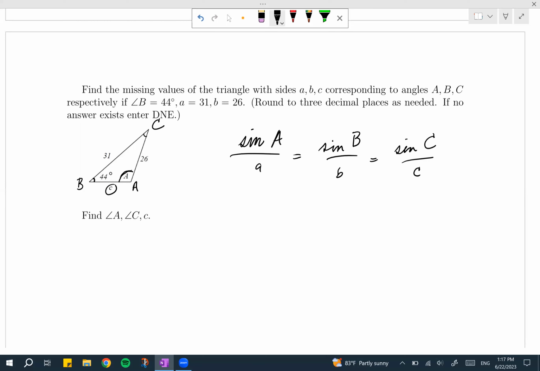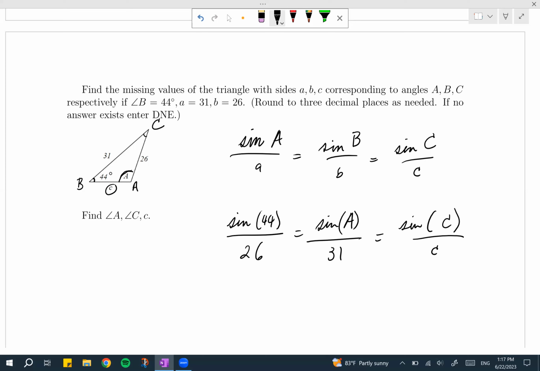So I know both big B and little b. So I'm going to rearrange this as sine of big B, 44, over little b, 26, is equal to sine of big A over, they told me little a was 31, and big C, we need to find big C, and we need to find little c. So first thing I'm going to do is try and find big A, because if I can find big A, then I can find big C using the fact that all the angles of a triangle add up to 180.